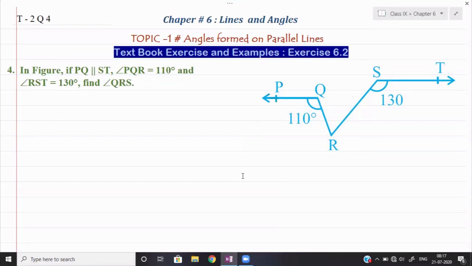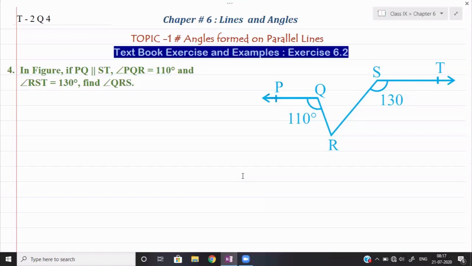Today we are going to start from question number 4 of NCERT Exercise 6.2. Already we have finished till question number 3. So today we shall start from question number 4 and hopefully we shall complete the exercise. Okay, so let us start question number 4.